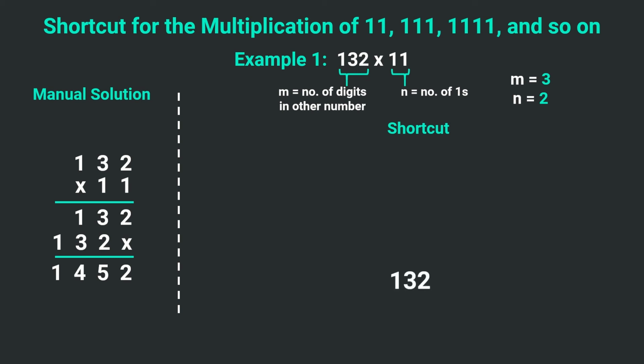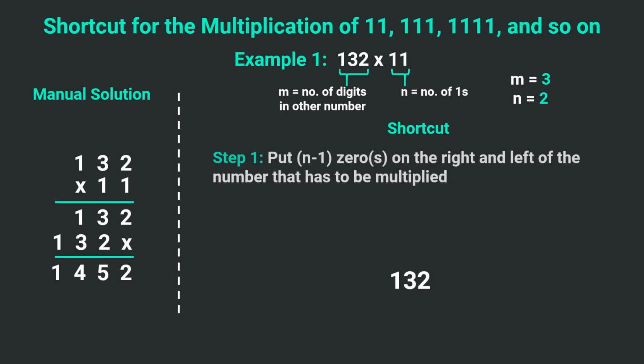So this is the number that has to be multiplied with 11. According to the first step, we have to put n minus 1 zeros on the left and the right of the number. We have n equals 2, so 2 minus 1 is 1. So we have to put one 0 on the left and one 0 on the right of the number. So the number becomes 01320.